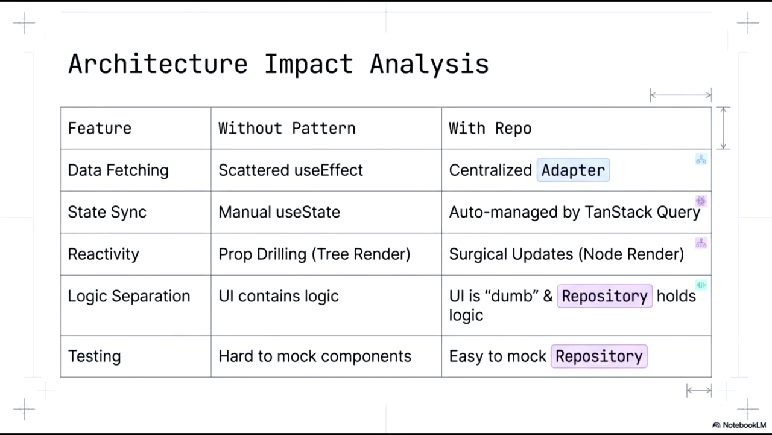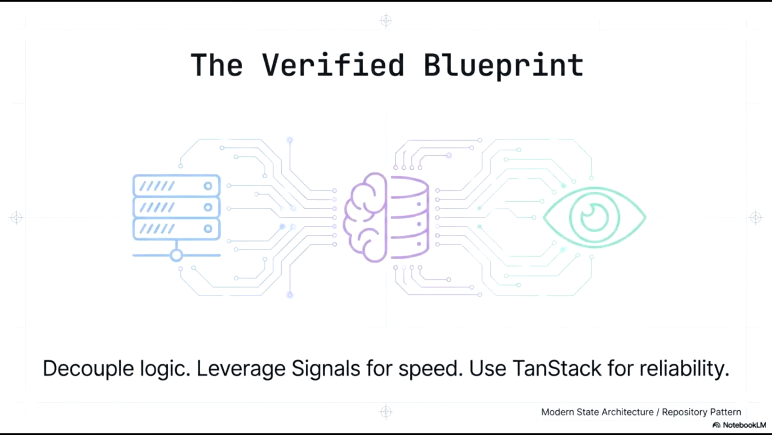Finally, this structure simplifies our testing strategy. Rather than struggling with hard-to-mock components, we can easily isolate and mock the repository to ensure our business logic is robust and reliable. The verified blueprint outlines a modern state architecture designed for maximum performance and maintainability. By decoupling business logic from the view layer and implementing the repository pattern, we create a clear separation of concerns that simplifies testing and scaling.